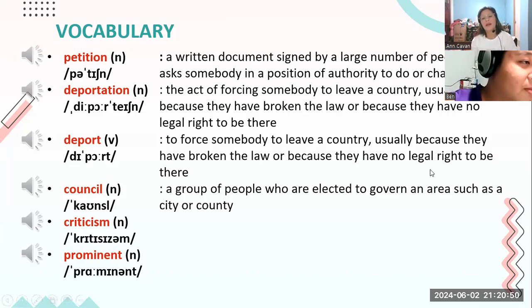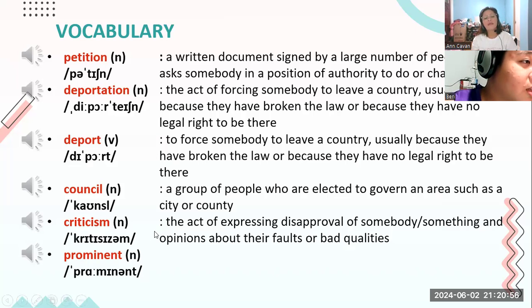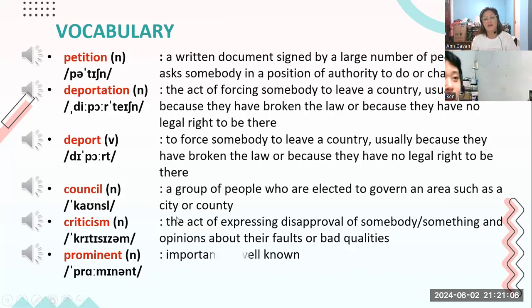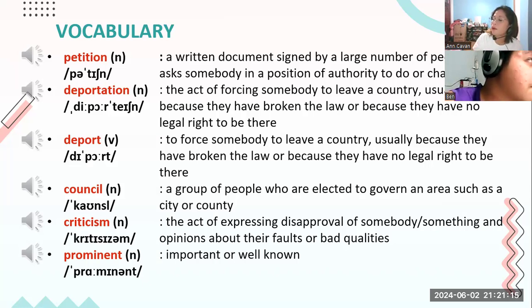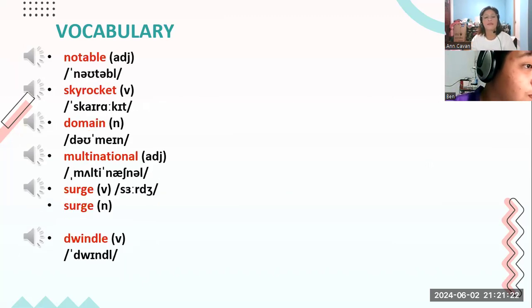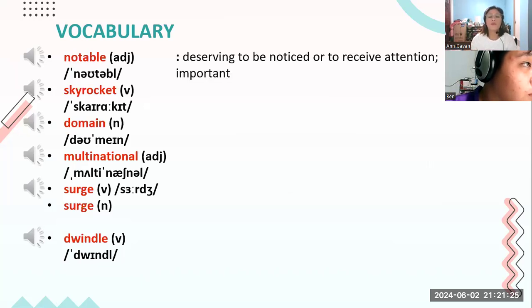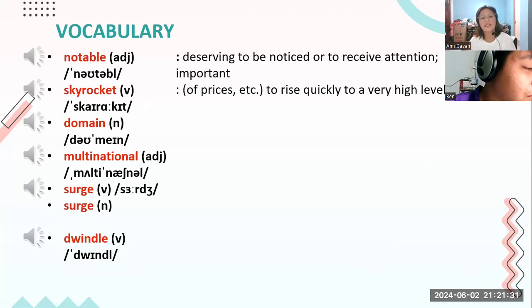Council: a group of people who are elected to govern an area such as a city or country. Criticism: the act of expressing disapproval of somebody or something, and opinions about their faults or bad qualities. Prominent means important, well-known. Notable means deserving to be noticed or to receive attention. Skyrocket: to rise quickly to a very high level.